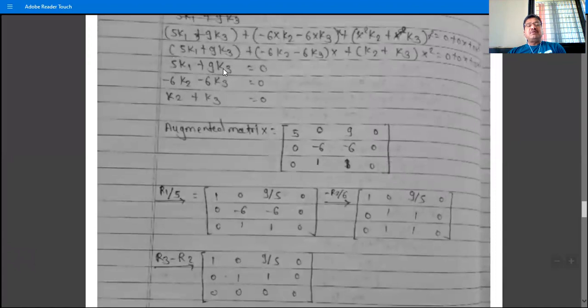So one of the solutions of this system is K1 is 0, K2 is 0, K3 is 0. But other than this solution, this system has other solutions. So in case of a homogeneous or non-homogeneous system, the system has infinitely many solutions if the rank of A is equal to the rank of AB, which is strictly less than the number of unknowns. In case of a homogeneous system, if the rank of A is equal to the rank of AB, which is strictly less than the number of unknowns, then the system has a non-trivial solution. That is, K1, K2, K3 are not all equal to 0.